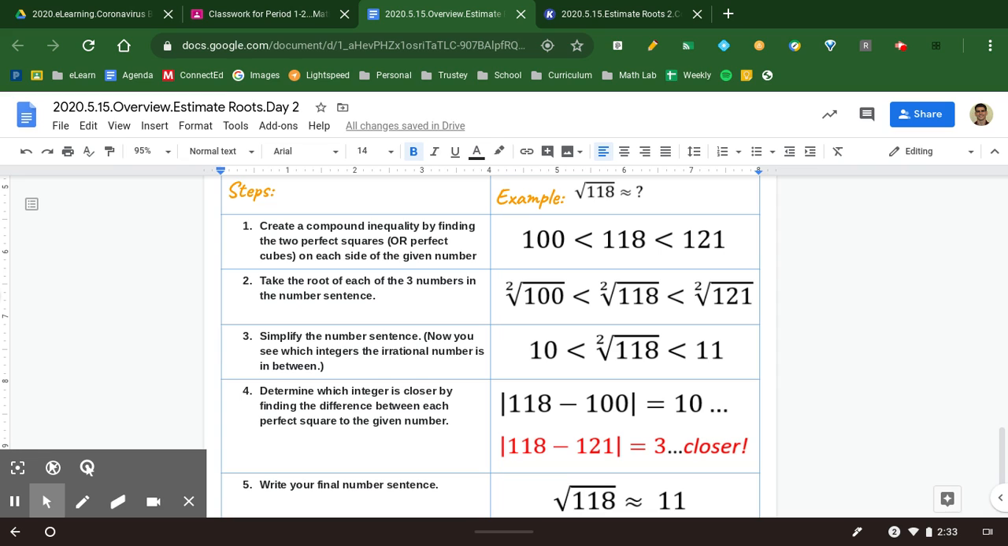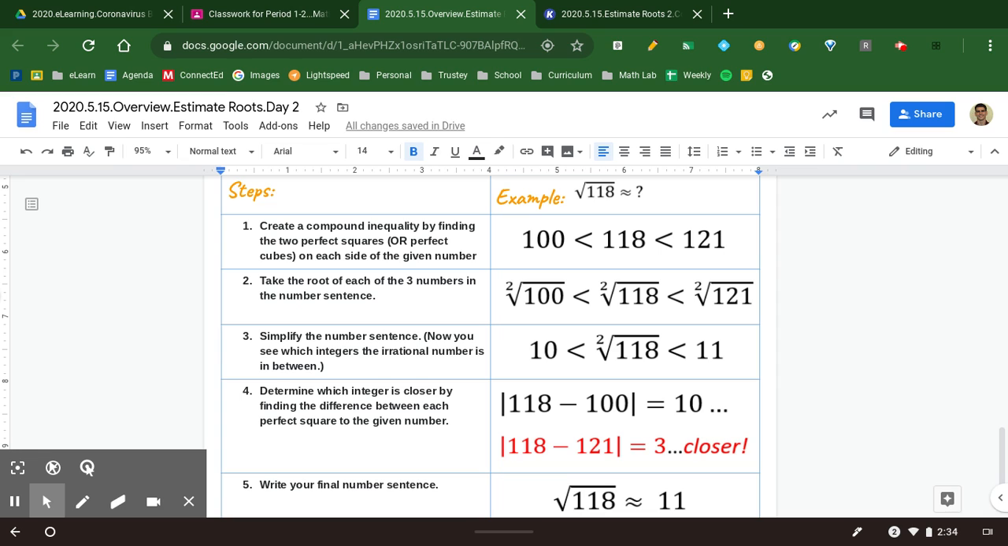The second or square root of 100 is exactly 10. The second or square root of 121 is precisely 11. What about the second or square root of 118? Well, it's some crazy, ugly, irrational number, so we can't quite simplify that, but at least we know it is somewhere between 10 and 11. It'll be 10 point something. Step 4, determine which integer is closer.